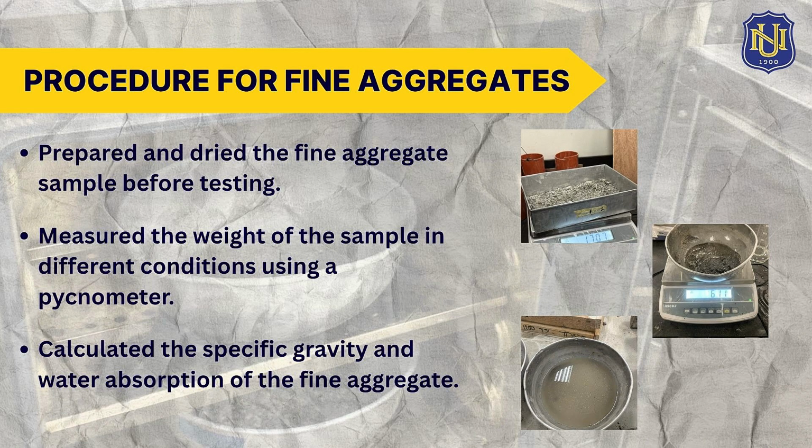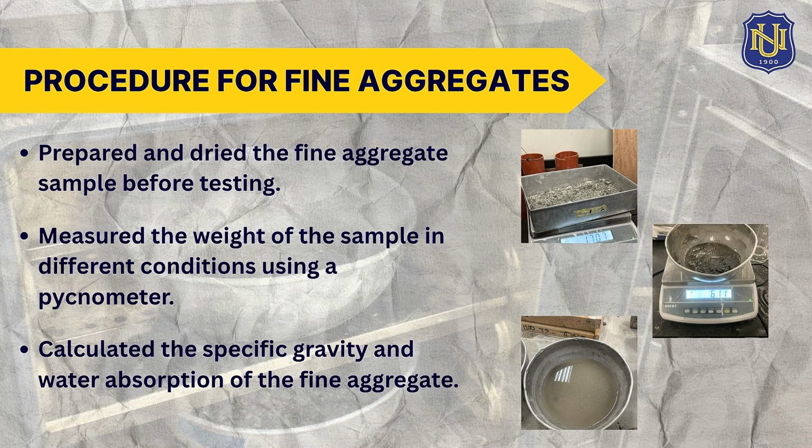Next, the sand cone apparatus was used to determine the saturated surface dry or SSD condition of the sample. The sample was placed into the mold and tamped 25 times. The mold was filled in layers, and each layer was compacted properly. Once the mold was removed and the sand slightly slumped while maintaining its shape, the sample was considered to be in SSD condition.